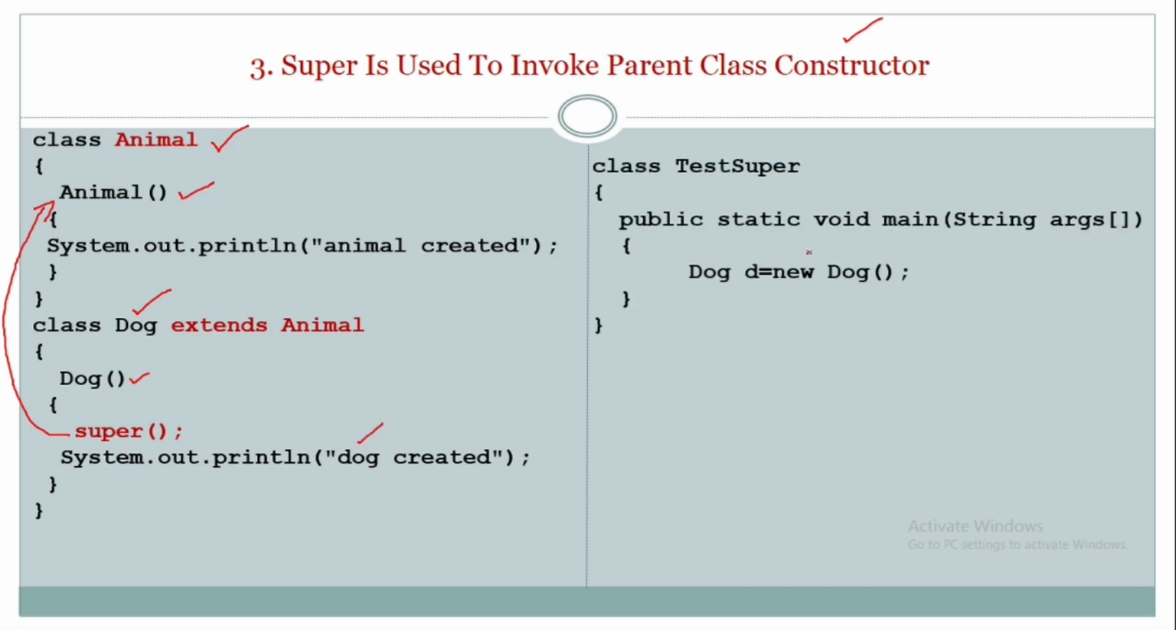Now when I create an object of class Dog, it will automatically call the superclass constructor, which will display "animal created". Then after that it will print "dog created". Yes, the output is "animal created" and "dog created". So that's it about the super keyword.